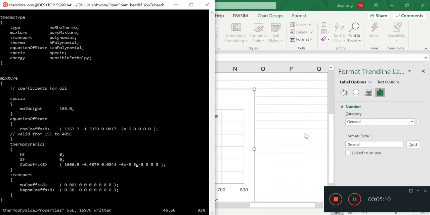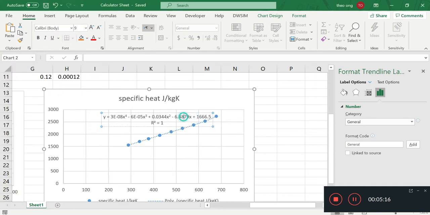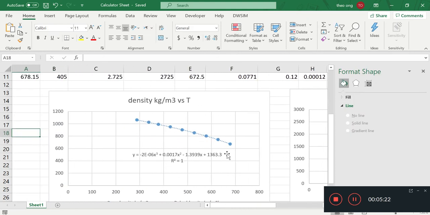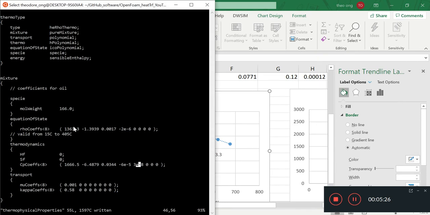I'll just save that. So it's a plus, minus, plus. Just want to check the signs. Likewise, plus, minus, minus. As the signs are correct.